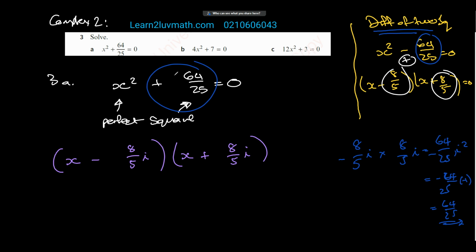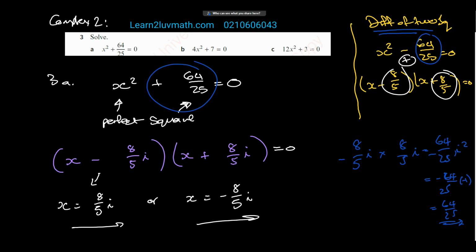So this is not the final answer yet. The answer is going to be, now we take each part. We're going to go x equals 8 over 5i, or x equals negative 8 over 5i. So we have two possible answers, and then we're done.